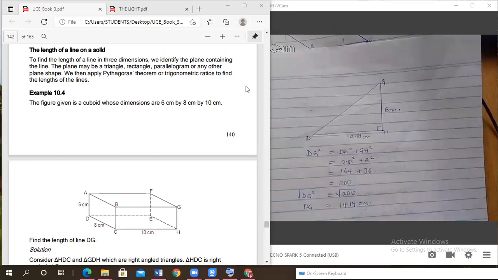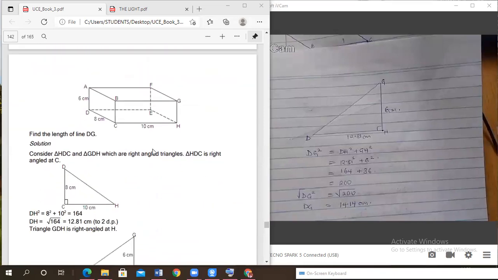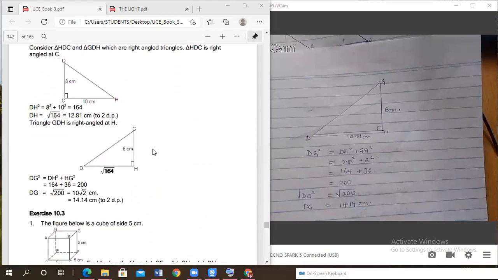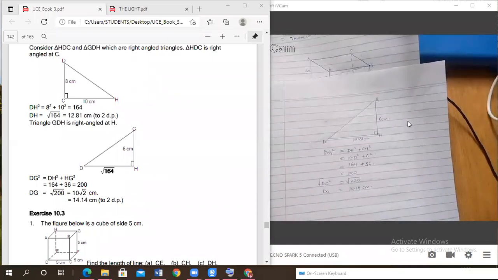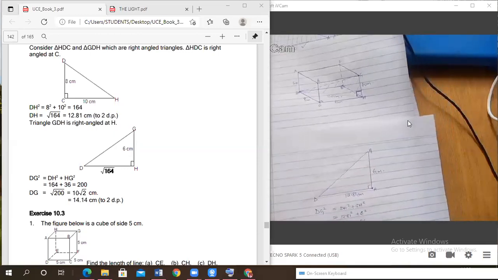Right. So let us check and see. Exactly, they got 14.14 centimeters. Any question? These things seem to be very easy.